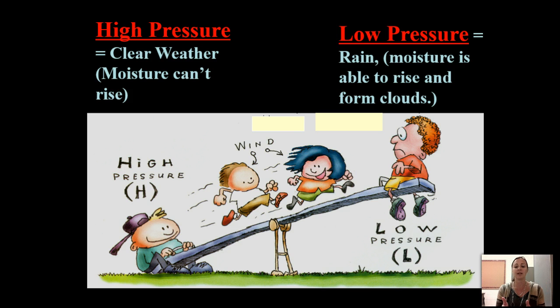Again, as we said before, we associate high pressure with clear weather, high, dry, because that high pressure is pressing the air down. It can't rise to form clouds. So we usually have clear, dry weather at high pressure systems. Whereas with low pressure, there's a lot of rain and moisture, and the air is able to rise and form clouds. Winds blow from high to low.